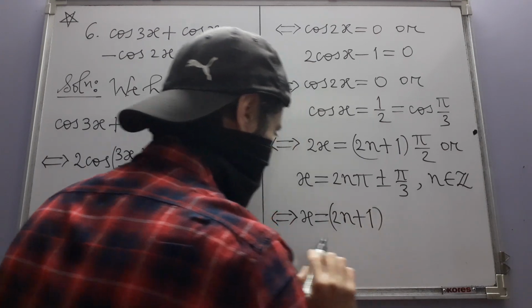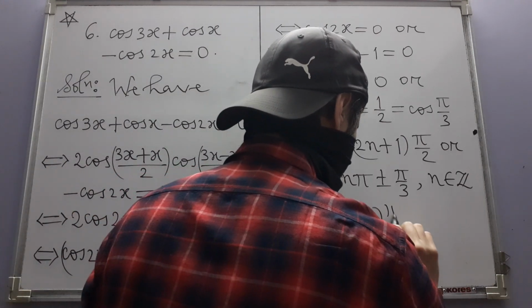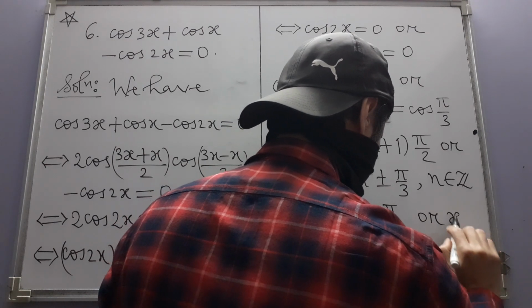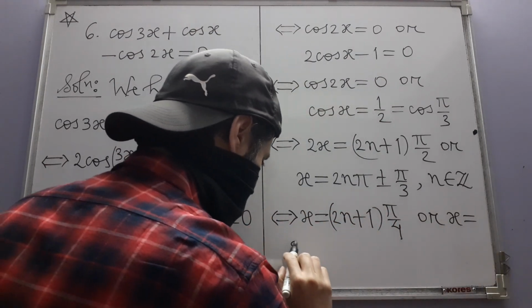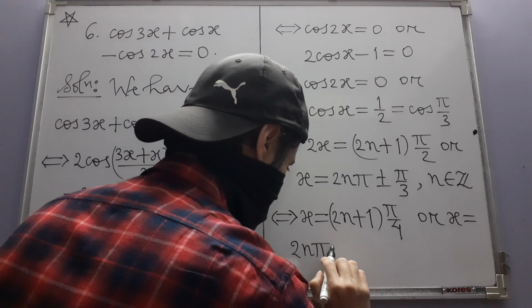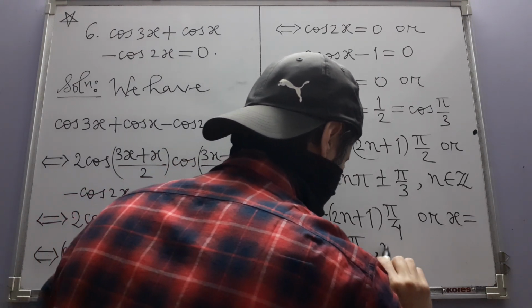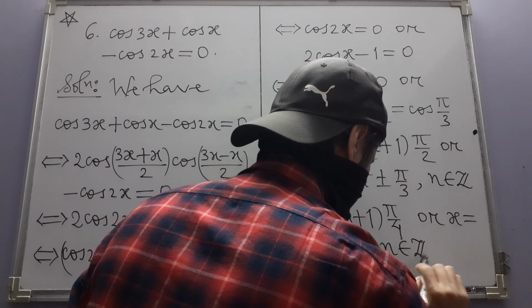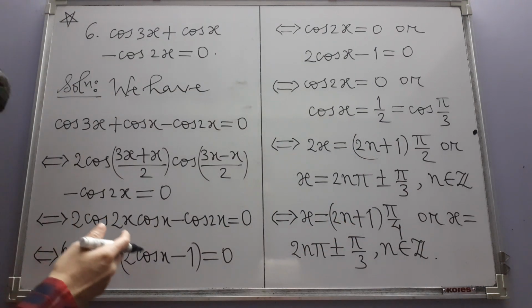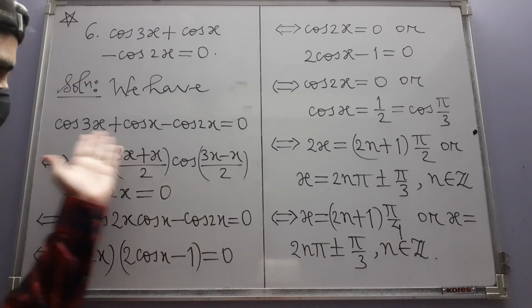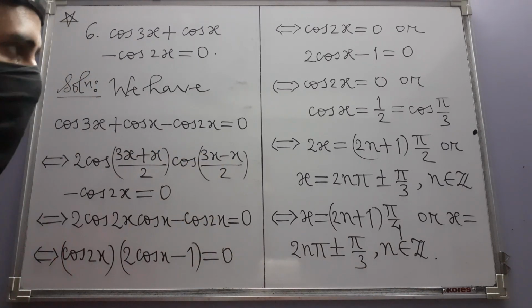So x needs to be an odd multiple of pi over 4, or x needs to be a number of this form, where n is an integer. So these are precisely the real numbers for which this equation will be true.